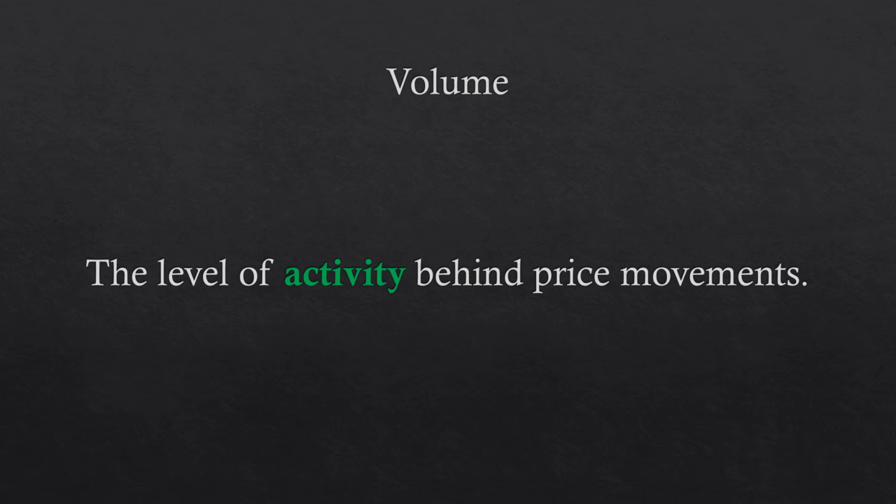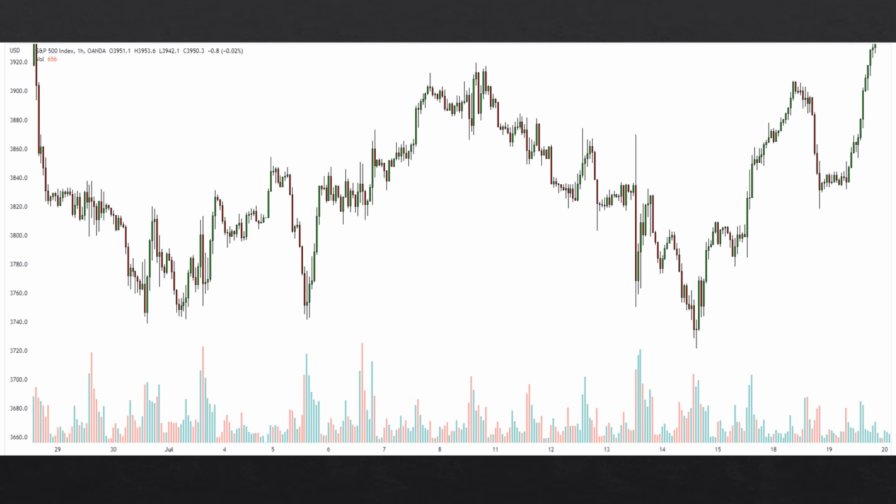There are several ways of analyzing volume, but the most common of these ways is through what's called the volume histogram. The histogram shows vertical bars corresponding to each candlestick. The green bars indicate the volume in a bullish candle, and the red bars indicate volume in a bearish candle. The higher the bar, the higher the volume in that particular candle.